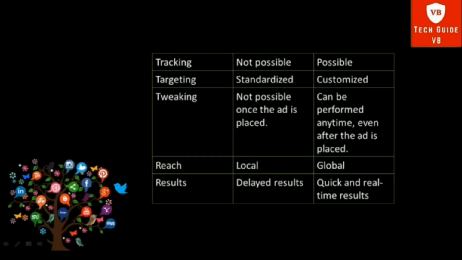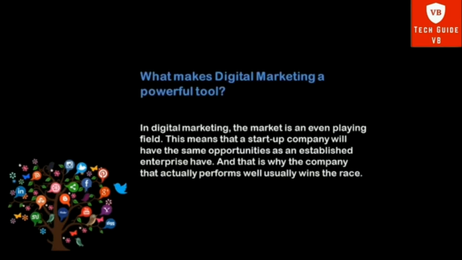In traditional marketing its reach is local, and in digital marketing its reach is global. And results in traditional marketing show delay, and in digital marketing it shows quick results or real-time results. Next, what makes digital marketing a powerful tool?